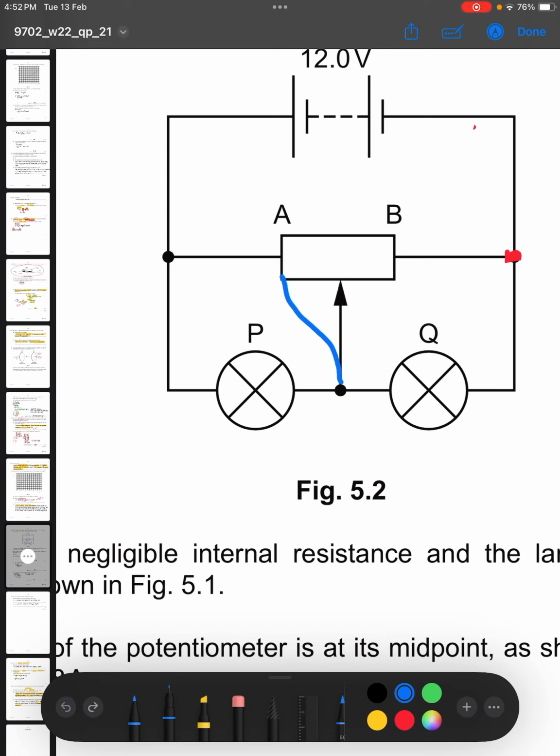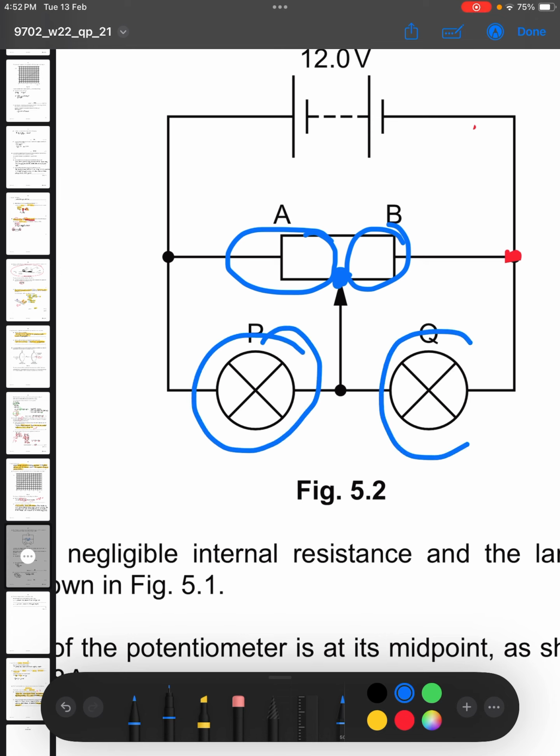But by putting it at the center, it means that on this side the resistance is equal to the resistance on this side, just like the resistance here is equal to the resistance on this side. So these will share voltage equally, meaning that the potential at this point and the potential at this point will be equal. So the potential difference here will be 0.